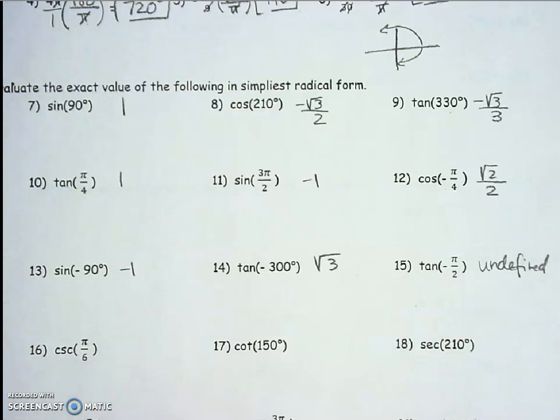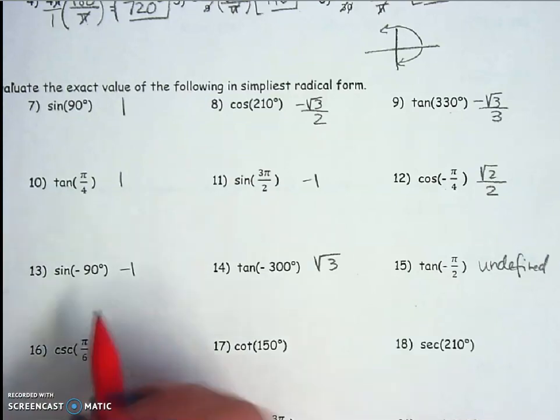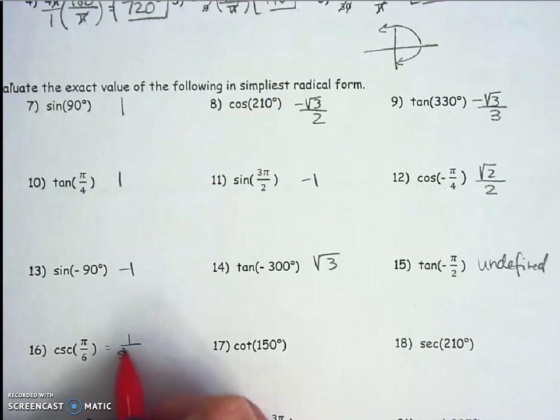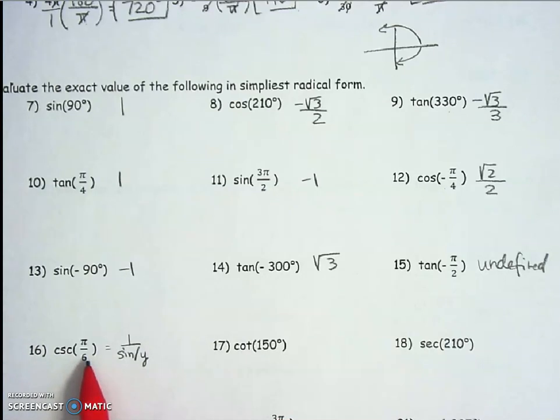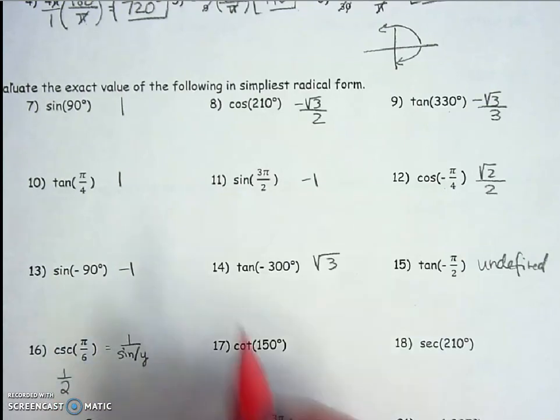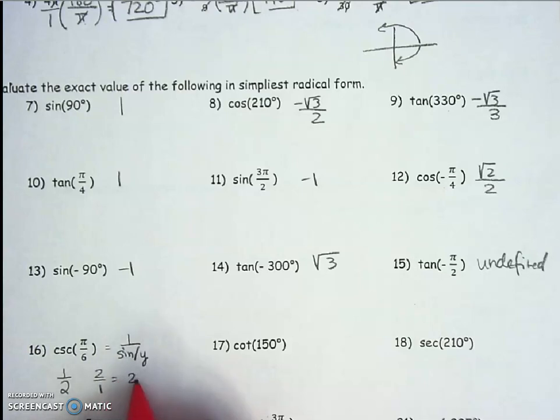For 16 through 21, we're dealing with reciprocal functions. So for example, cosecant is 1 over sine, or 1 over the y coordinate at pi over 6. So you'll just find the y value at pi over 6, and it's 1/2. And you're going to take the reciprocal of it, which is 2 over 1, or just 2.